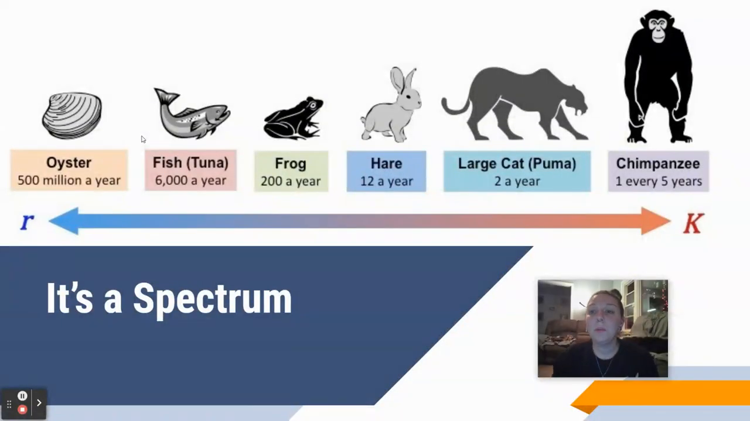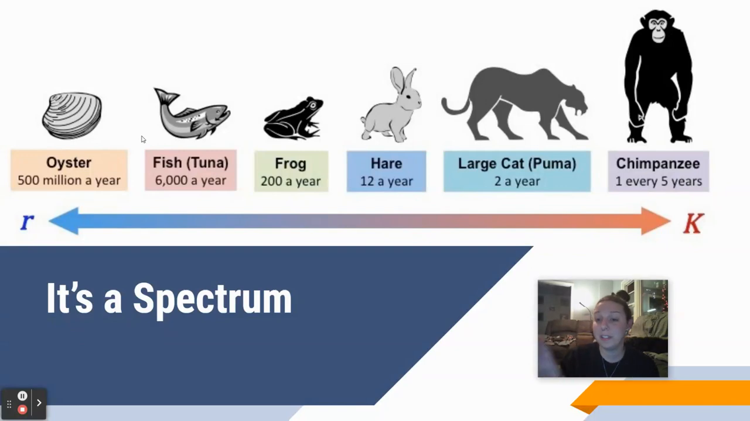So this is what I mean when I say it's a spectrum. You can have things that are very K selected, like a chimpanzee, which is going to only have one offspring, maybe two, but that's not common, every 5 years. So chimpanzees don't have a high biotic potential. They're not going to produce a lot of offspring in their life. That's because they're going to do things like breastfeed their young. They're actually going to carry their young around for a long time.